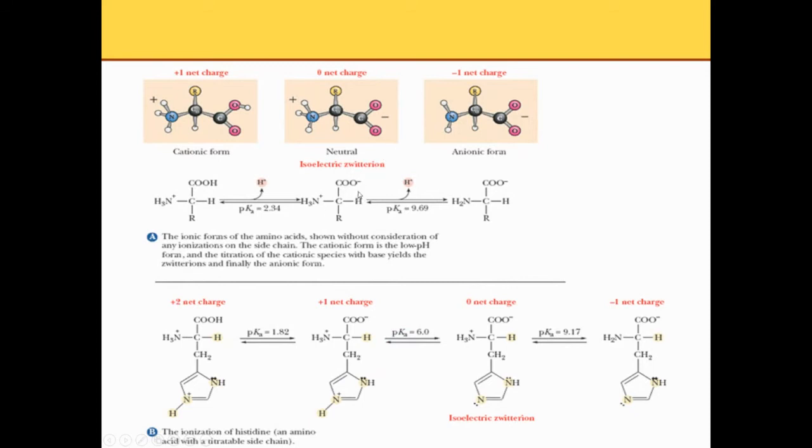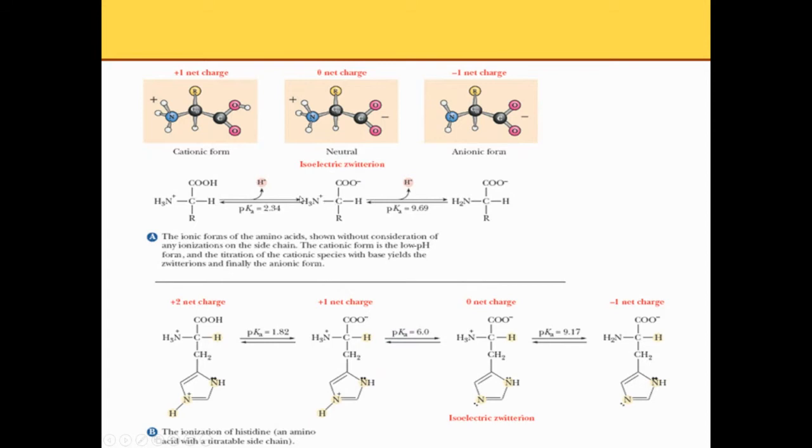So this is the structure of the amino acid at its zwitterion isoelectric point. It's neutral. You have this amino group with a positive charge, and the carboxyl group with a negative charge. So basically the total is neutral, zero.